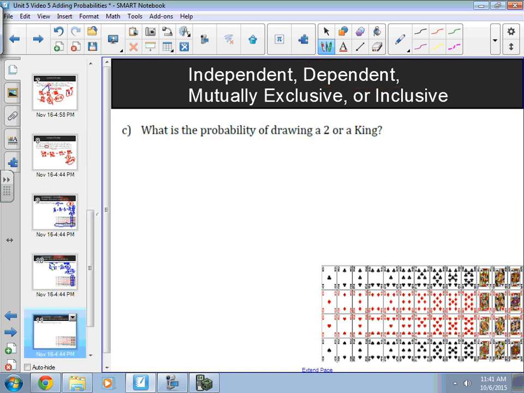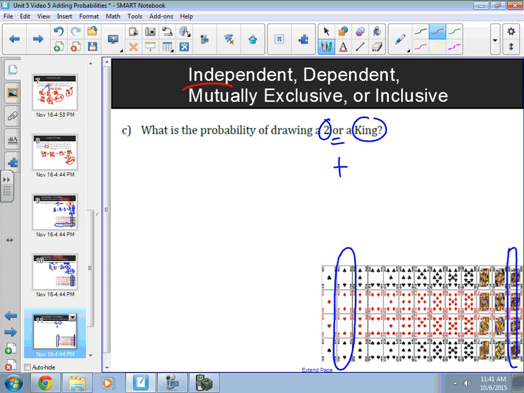Let's try another card problem. What's the probability of drawing a 2 or a king? Or should tell us plus right off the bat here. Here are our 2s. Here are our kings. Is there any overlap here? No. This is a problem where we are mutually exclusive. These two things are separate from one another.